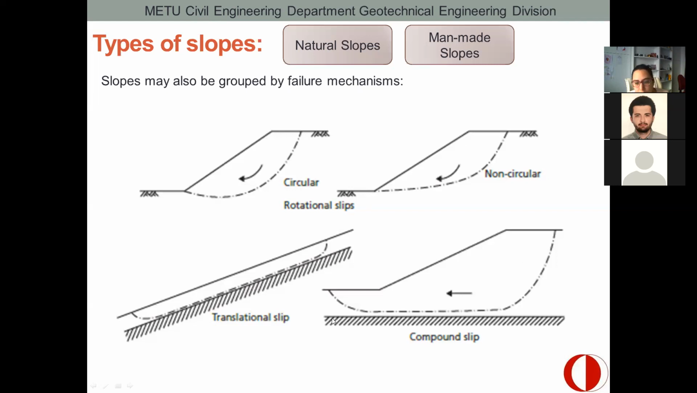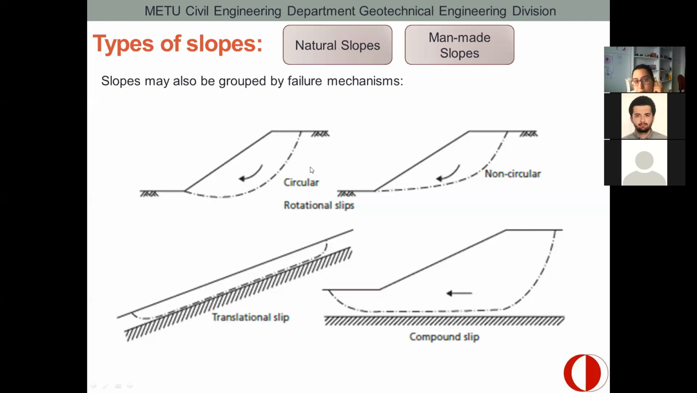The compound slip is a combination of these two options. As you can see here, the slope angle is not very steep, but not very mild. And because of the layering of the profile, the slip starts like a rotational slip on the surface, but then it continues like a translational slip. So this is a combination of the rotational slip and the translational slip. That's why it is called the compound slip.